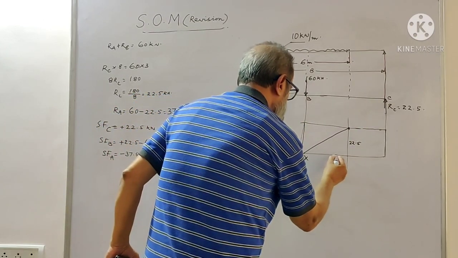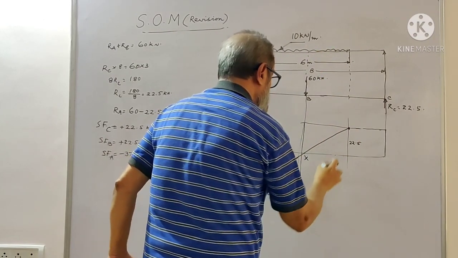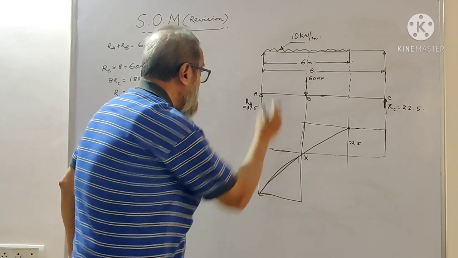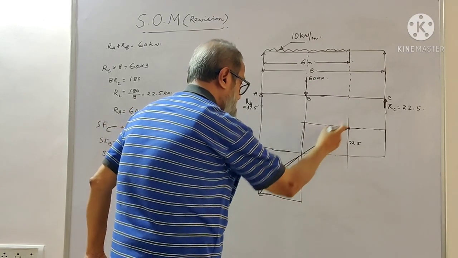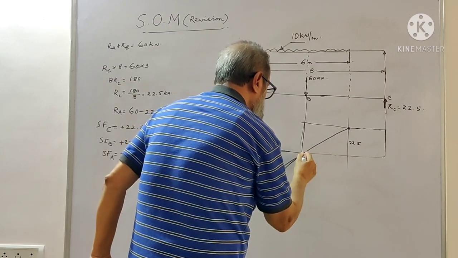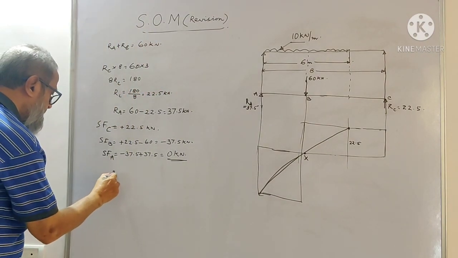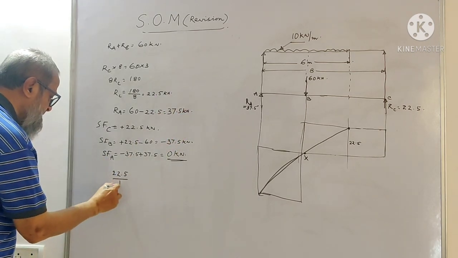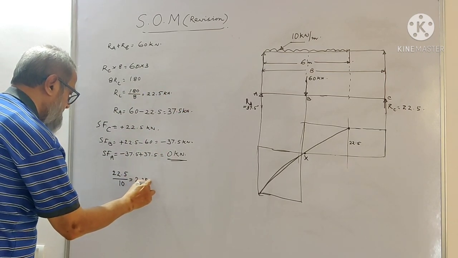In 1 meter length from here, it will reduce by 10 kilonewton, that means it will become 12.5 kilonewton. In another 1 meter, it will get reduced by 10 kilonewton. That is, it gradually falls by 10 kilonewtons every meter. Now, where will it come to zero? 22.5 must become zero, divided by 10 kilonewton per meter. So it will be 2.25 meter from here.